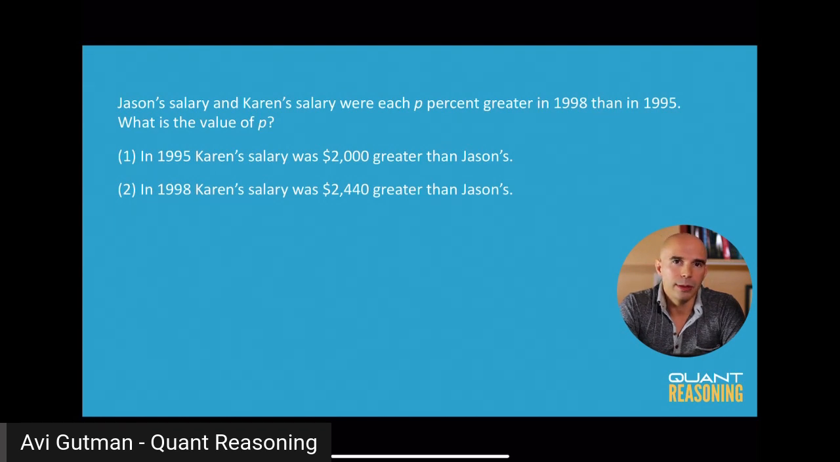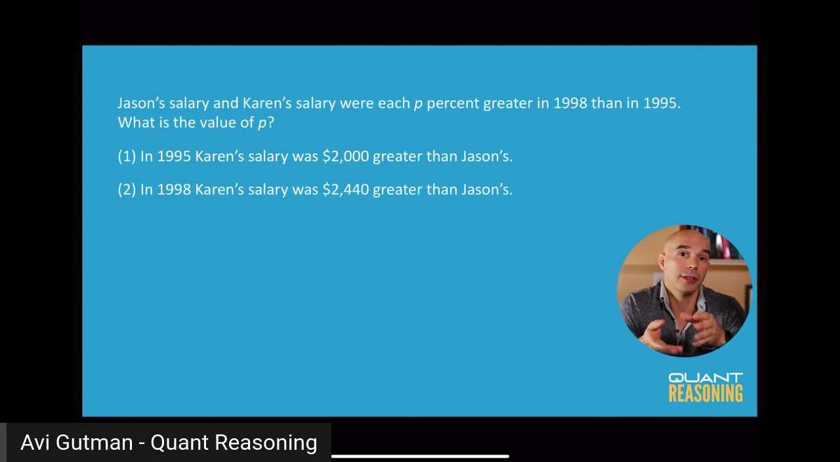Neither statement on its own could possibly be sufficient here, because with statement 1 we don't know anything about 98, and with statement 2 we don't know anything about 95. So certainly we can't find the value of p from either statement on its own. But what if we combine them? If we combine them, we see that they're talking about the difference between the salaries. And we can see that that difference grew from 2,000 to 2,440. Now remember, whatever percentage the salaries grew by, the difference between the salaries would also grow by that percentage. So the percentage growth from 2,000 to 2,440 must be p.